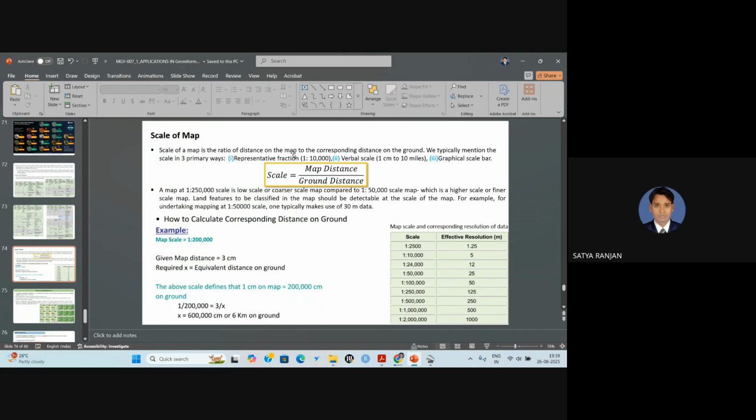Then scale of map. So generally, what is the scale of the map? That is the distance between objects in the map and the same objects' distance on the ground. So the ratio of distance between objects on the map to the distance between the objects on the ground. So this is the scale: map distance by ground distance. If there are 2 centimeters on the map between two objects, and it is 2 kilometers on the ground, then 2 centimeters divided by 2 into 10 lakh centimeters. So 1 kilometer is, I think, 10 lakh.